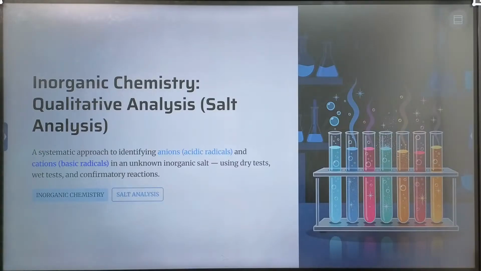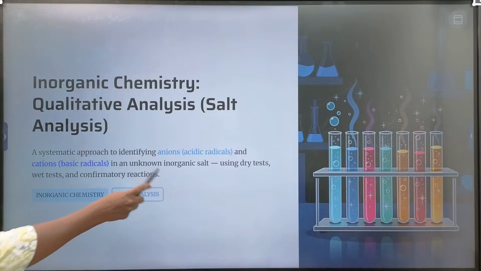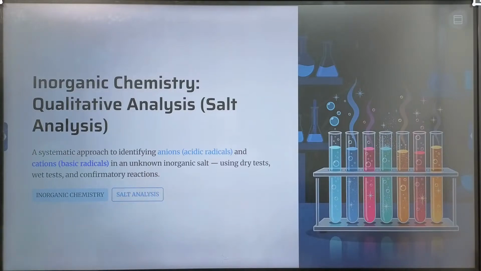For that, you have to follow a chronological order of procedure, which we usually call salt analysis. The procedure usually involves 3 important steps. The first one is the dry test, or preliminary test, where you analyze the salt, but you cannot confirm the presence of any cation or anion; you only get an idea about them. The next is the wet test and the confirmatory test, in order to confirm what kind of cation and anion is present in the salt.